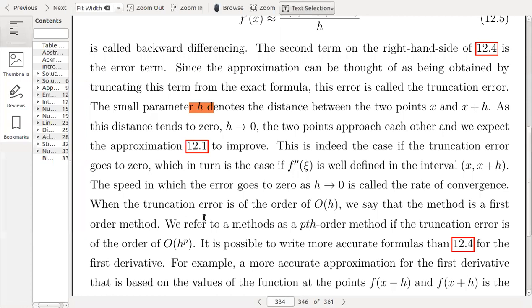When the truncation error is of the order O of h, that is linear because h to the power 1 is linear, we say that the method is a first order method. So we refer to a method as a pth order method if the truncation error is of the order of big O of h to the power p.